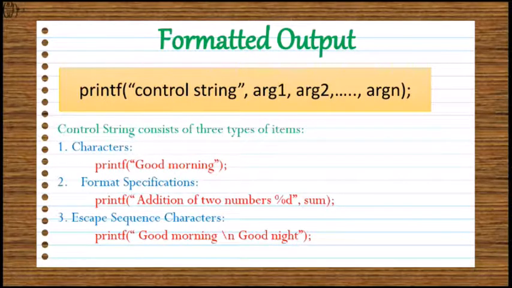So here the control string indicates how many arguments follow and what their types are. The arguments arg1, arg2 till argn are the variables whose values are formatted and printed according to the specification of the control string. The arguments should match in number, order and type with the format specification.